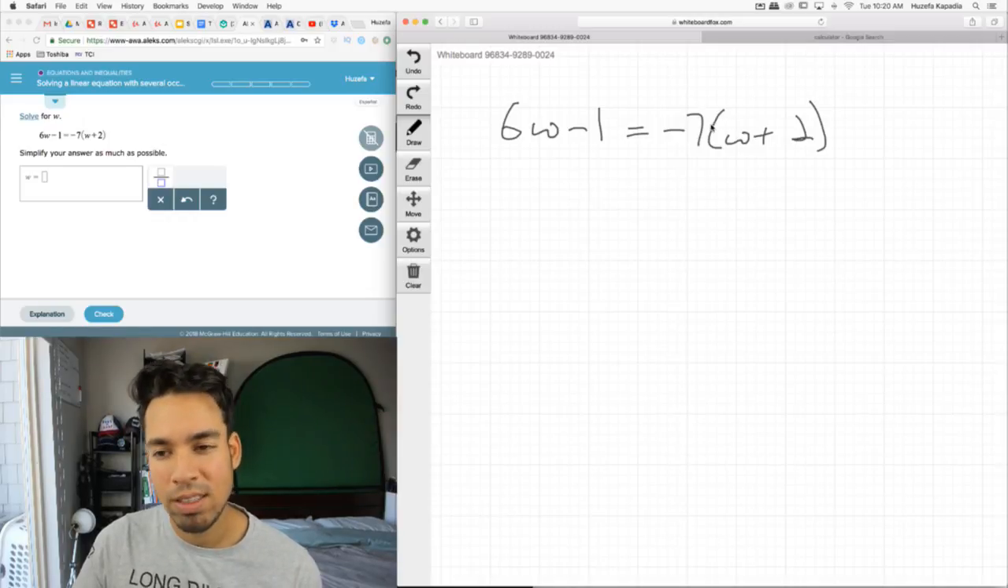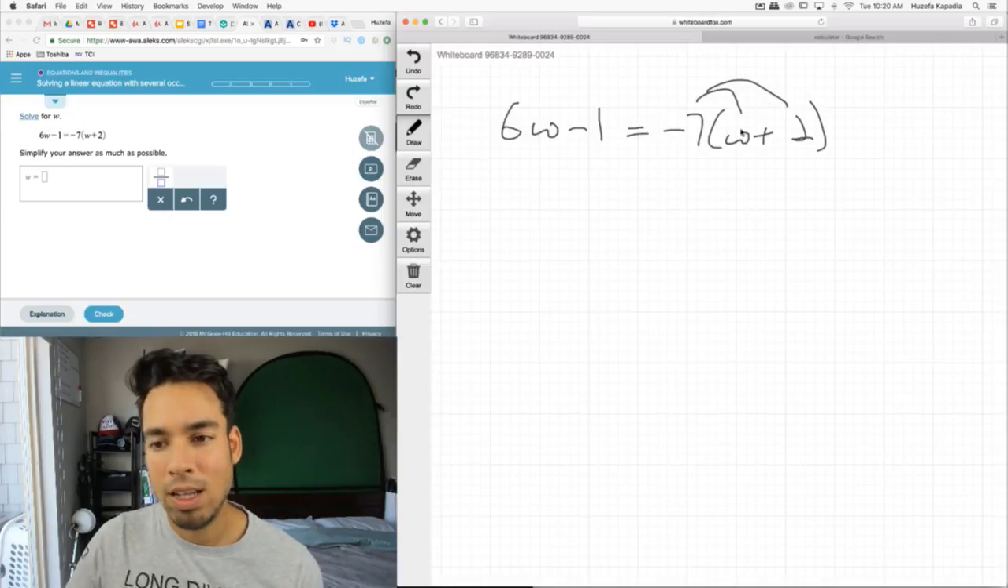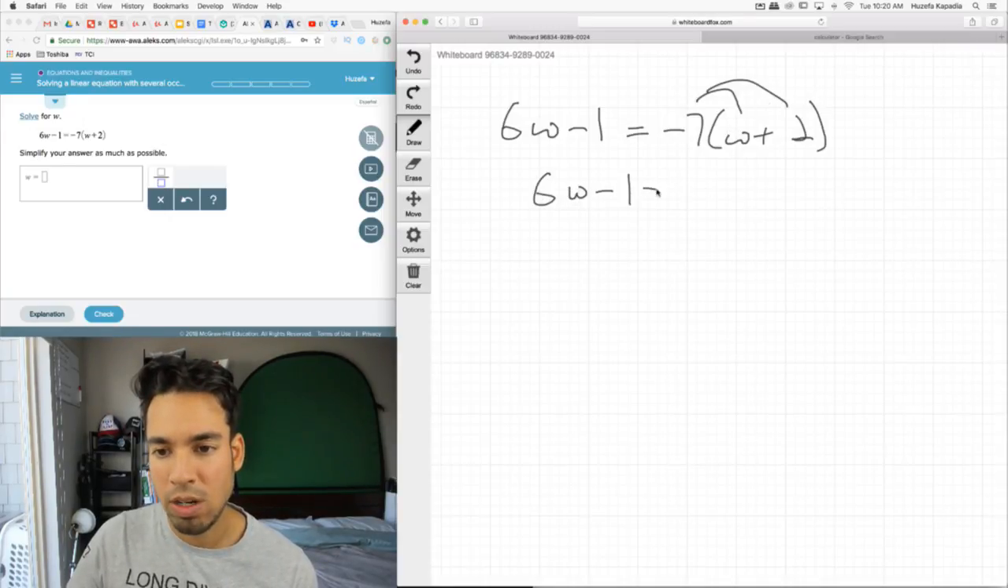First thing, I always see these parentheses. I want to get rid of those by distributing. That's going to help us unlock that w and be able to combine the variables. So we have 6w minus 1 equals negative 7 times w, negative 7w, plus negative 7 times 2, which is negative 14.